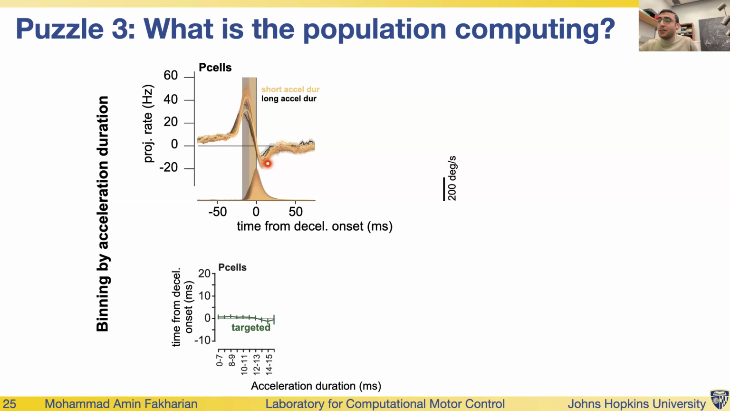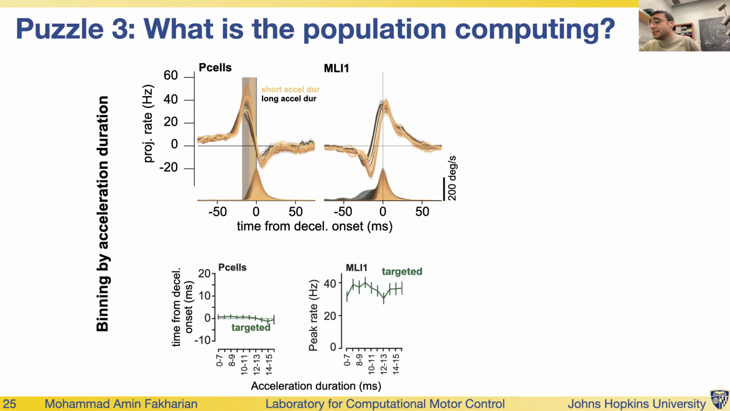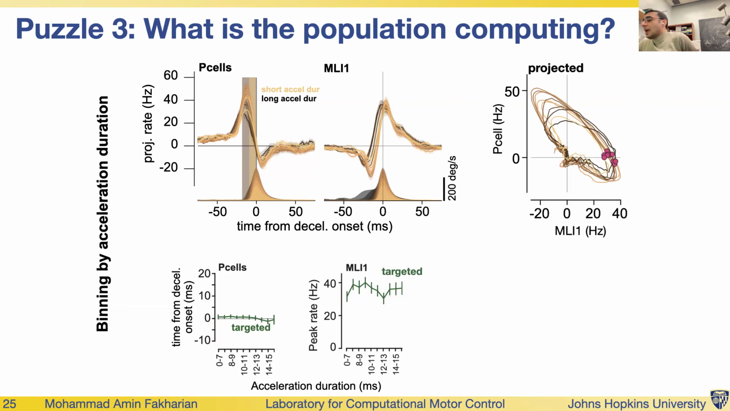And the responses are negative here. And here we are just quantifying the zero crossing of the Purkinje cell that remains around zero, no matter what the acceleration duration is. And the MLIs are reaching the same peak, no matter what, around 40 Hertz for targeted saccades for all bins of the acceleration duration. And the MLI1s and Purkinje cell remain on a similar manifold still, with the zero crossing of the Purkinje cell identifying the deceleration onset of the saccade.